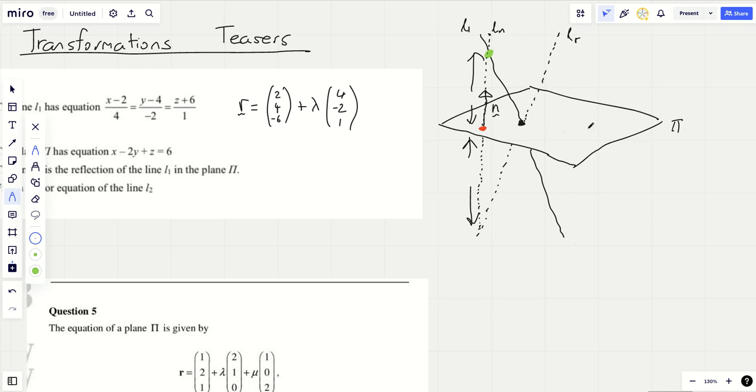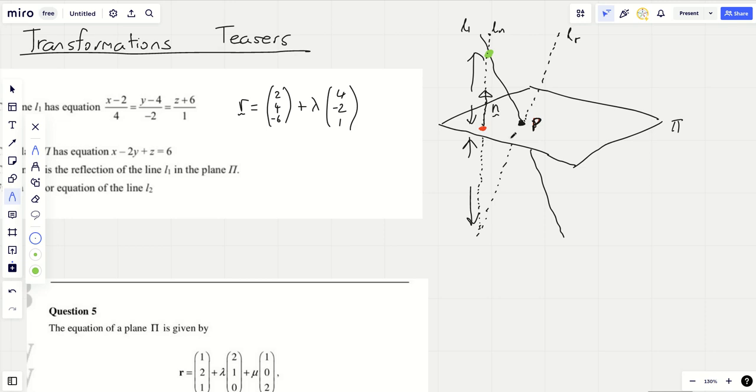We should be able to easily find a point where the line and the plane intersect. Let's call that P, and I'll do that not in red. Okay, that's going to definitely lie on my reflection line. So I've got one point on my reflection line, but I need one more other point on my reflection line.